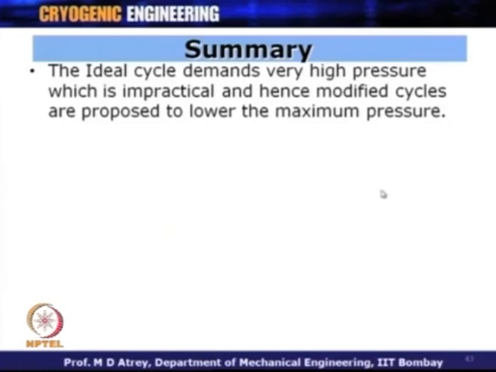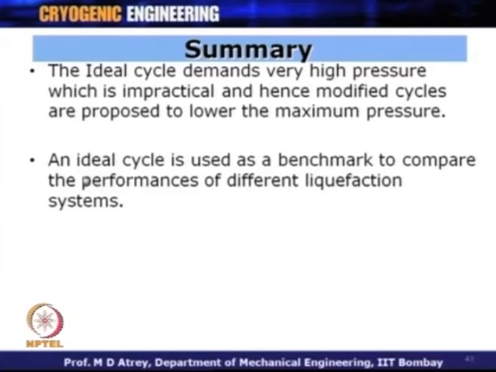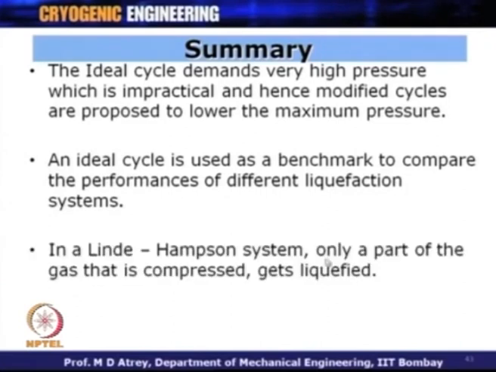To summarize today's lecture, the ideal cycle demands a very high pressure, which is impractical, and hence modified cycles are proposed to lower the maximum pressure. An ideal cycle is used as a benchmark to compare the performances of different liquefaction cycles. In a Linde-Hampson system, only a part of the gas that is compressed gets liquefied. That is why you got an m dot f, which is much less than m dot, and therefore a fraction comes, which is called y.